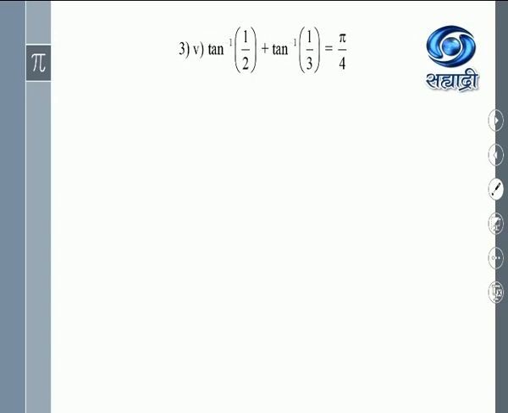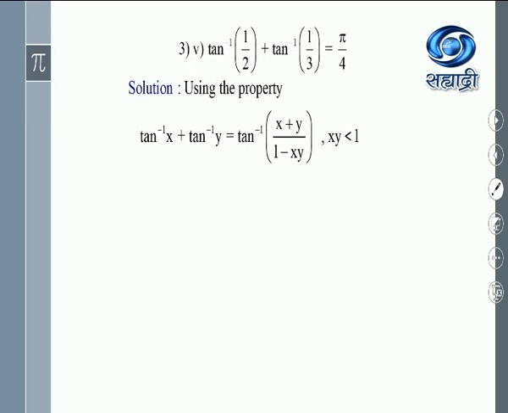Now question number 3, sub question 5. Tan inverse 1 upon 2 plus tan inverse 1 upon 3 is equal to pi by 4. See, again the question is of the same type. Prove the following. Now we'll have to recall the properties of inverse trigonometric functions. You please read all the inverse trigonometric functions, the domain, the range and the properties every day.